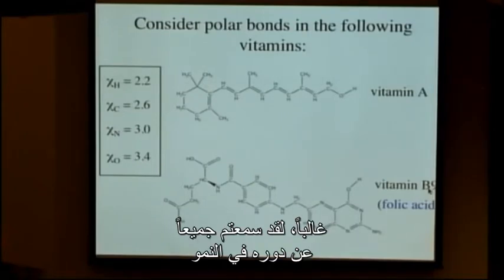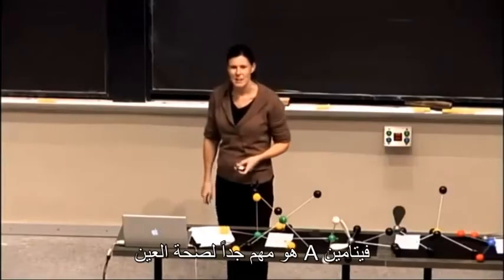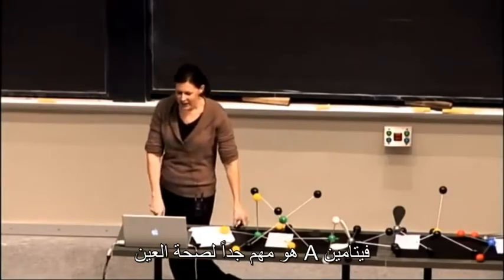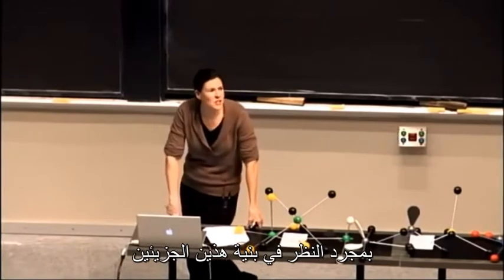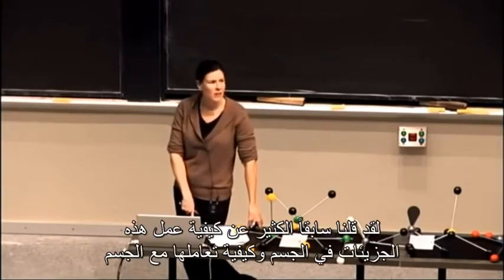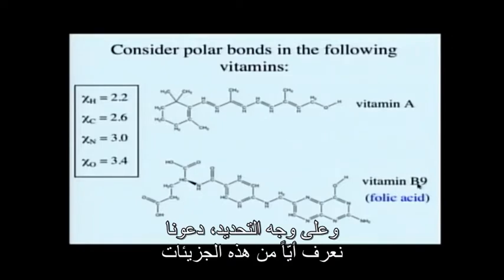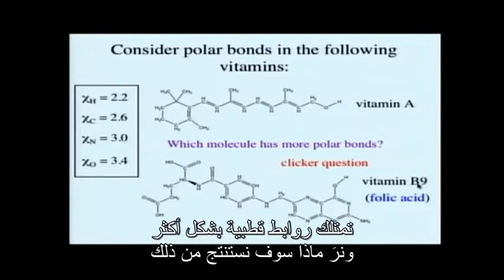Vitamin A, you've probably all heard about growing up, getting enough of your carrots so you can see at night. Vitamin A is important for eye health. But just looking at the structure of these two molecules, knowing what we know so far about general chemistry, we can already say a lot about how these are going to function in the body, or how they'll be treated in the body. And specifically, let's take a look at which of these two molecules has more polar bonds and see what that tells us.